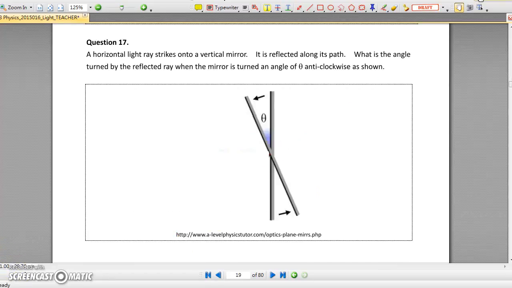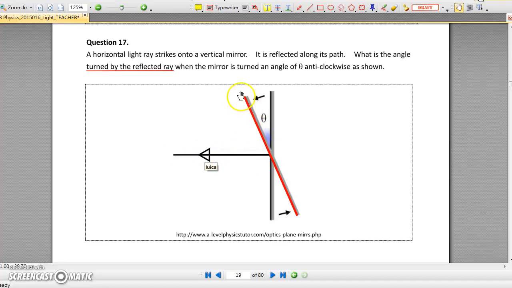Let me spend a minute on question 17 to make sure you understand what the question asks you. Now there is a plane mirror, vertical, and now the vertical mirror is going to turn by the angle theta. You are asked to find the angle turned by the reflected ray. What does that mean? First of all, when there is an incident ray, black in color, that goes this way, and then it will be reflected back to the original direction.